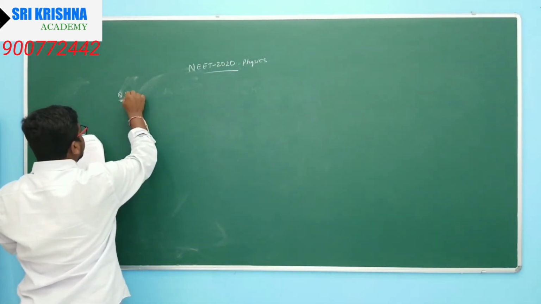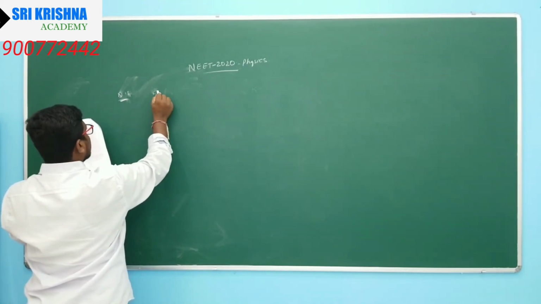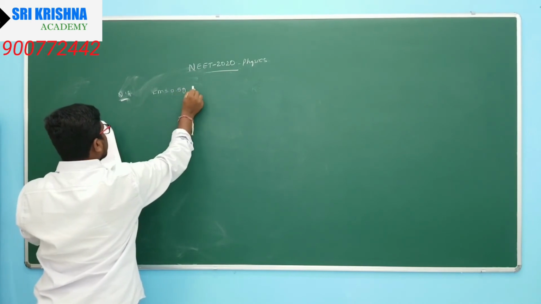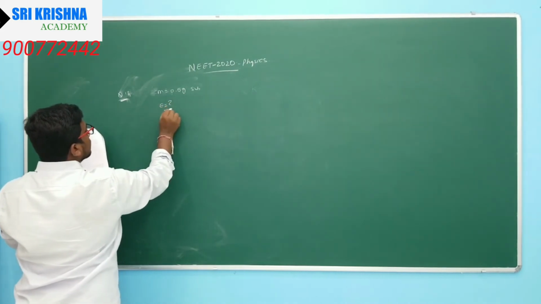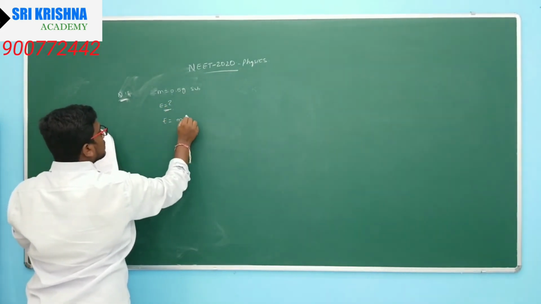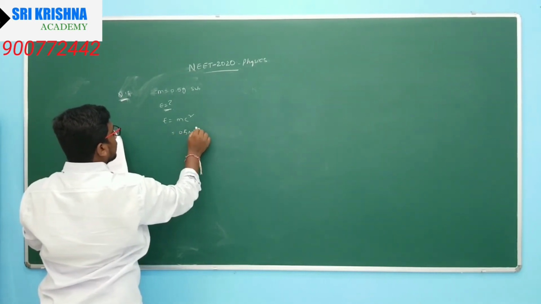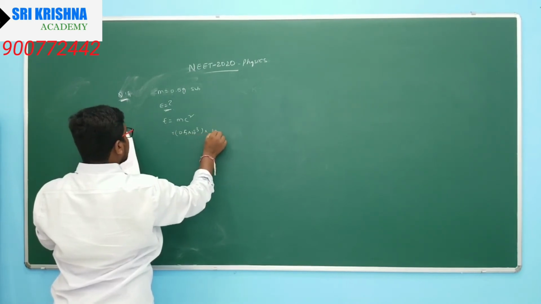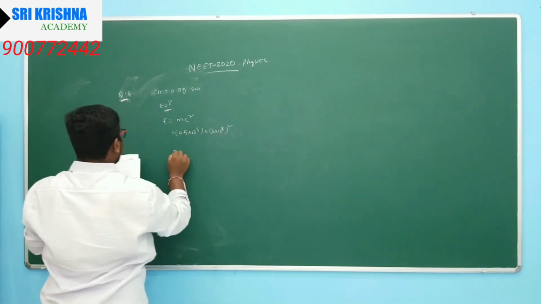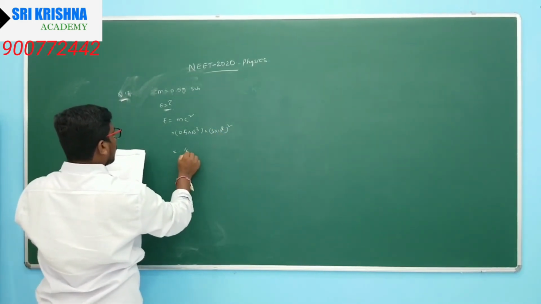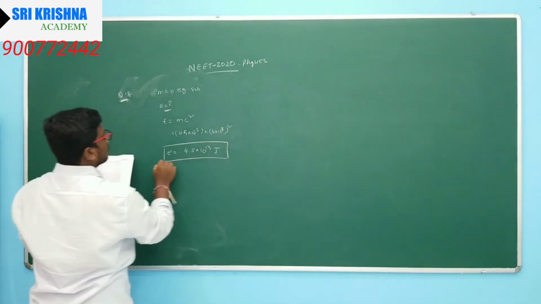Next question: what is the energy equivalent to 0.5 grams of a substance? For a mass of 0.5 grams, E is equal to mc square, so 0.5 into 10 power minus 3 into C square, where C is 3 into 10 to the power of 8. Upon substituting, we get 4.5 into 10 power 13 joules.